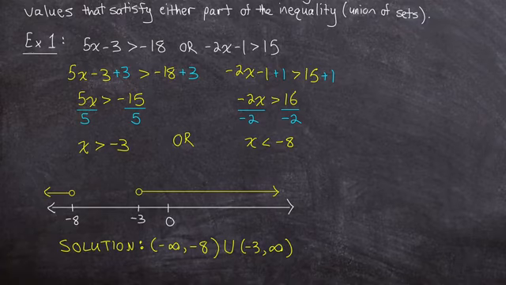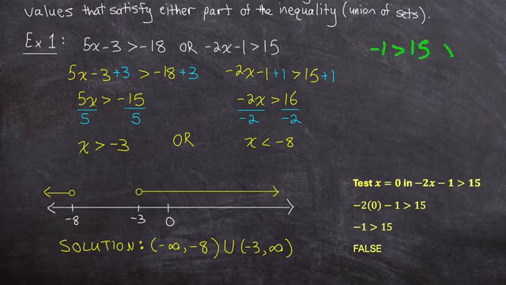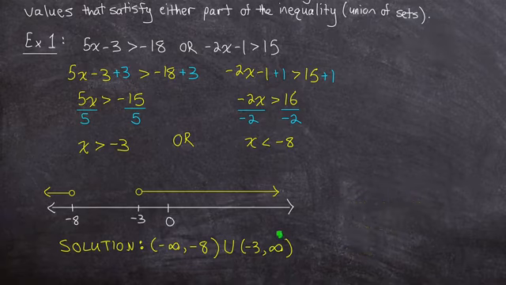So for example, if you picked a number in this second interval between negative 3 and infinity, we could pick 0. If I subbed 0 into this first inequality, I would get negative 1 is greater than 15, which is of course not true. But if I subbed 0 into this inequality, I would get negative 3 is greater than negative 18, which is true. So that's just demonstrating that if you pick any number in this interval, it will satisfy this inequality but not the other. But that's fine for OR compound inequalities, because the final solution set just has to satisfy either the first one or the second. It doesn't have to satisfy both.